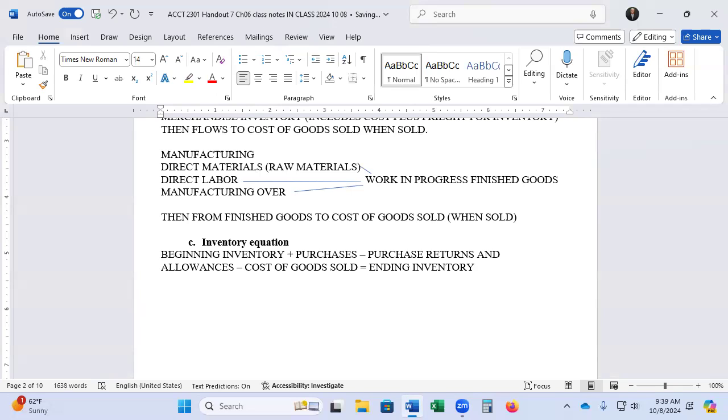And that can be rewritten if we're looking to find the cost of goods sold: beginning balance inventory plus purchases minus purchase returns and allowances minus the ending inventory equals cost of goods sold.